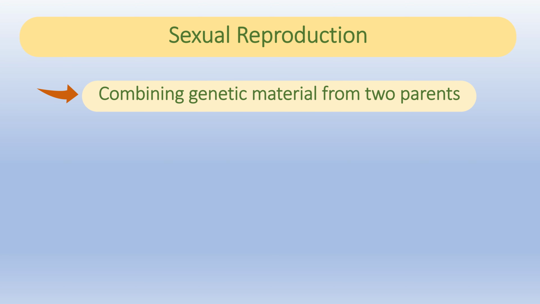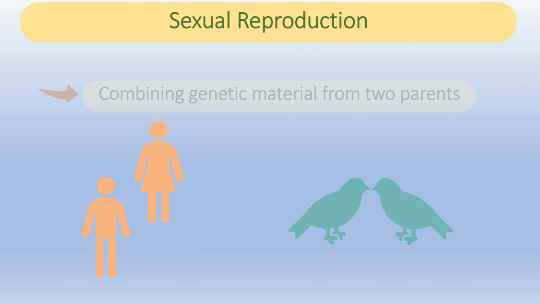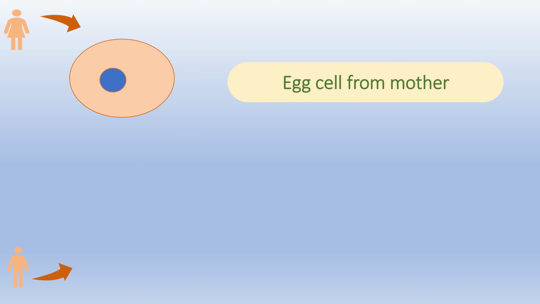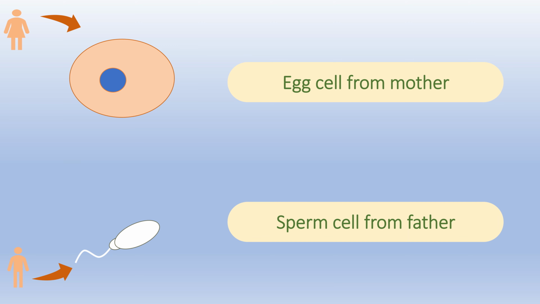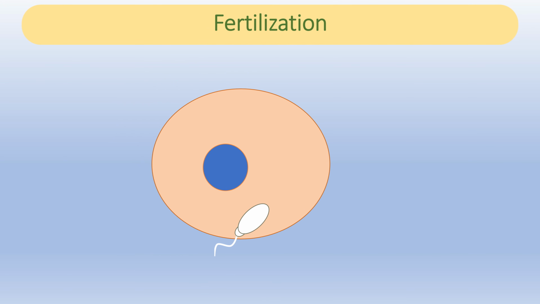Sexual reproduction involves two parents and produces genetically different offspring, such as humans, birds, and insects. Two haploid gametes join in the process of fertilization to produce a diploid zygote. Here we can take an example of human beings, where egg and sperm fertilize to give an embryo.